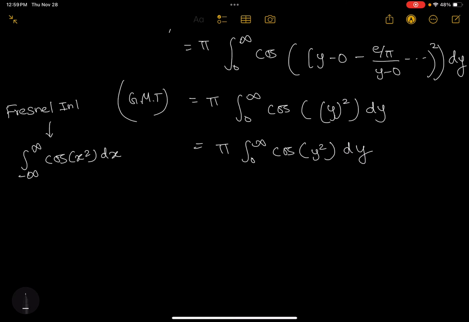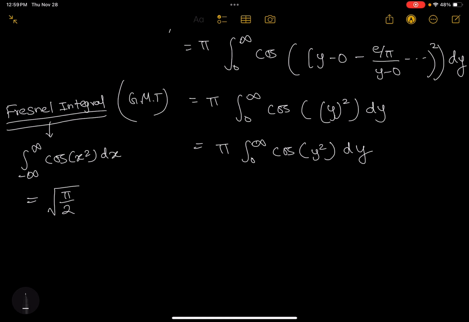This is a really popular one. You can find hundreds of solutions on YouTube, and this is actually equal to the square root of pi by 2. I will definitely give one proof in this video. Most of the proofs on YouTube are based on complex analysis, but my proof will be without complex analysis. Definitely easier than those on YouTube.